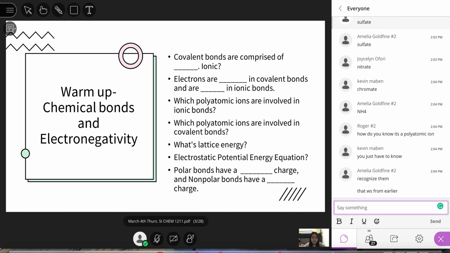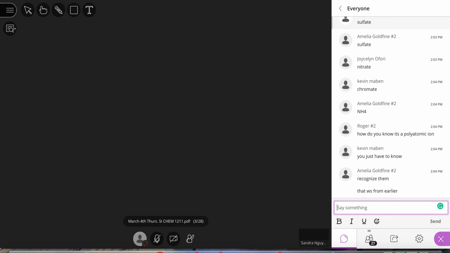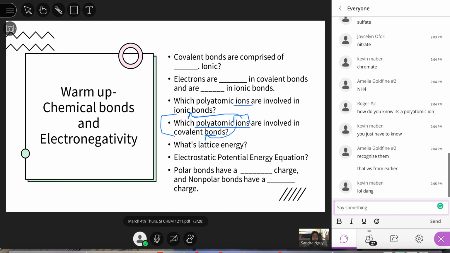Okay, I just want to say, about polyatomic ions, you guys are actually wrong. There are no polyatomic ions in covalent bonds. So that was a trick question. Polyatomic ions are ions for a reason. They don't exist in covalent bonds. Ions only exist in ionic bonds. So don't get that twisted up together. Ions are with ionic bonds.